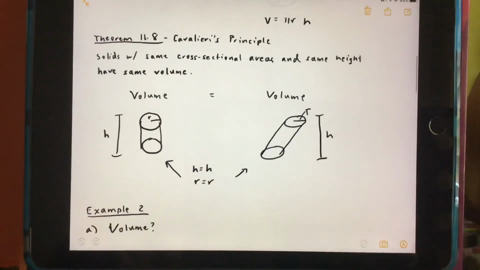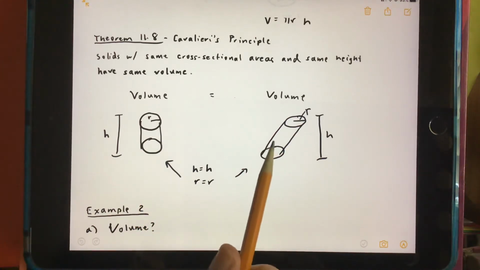Theorem 11.8, Cavalieri's principle. This is a theorem that talks about the relationship between a solid, such as a cylinder, and its volume compared to a cylinder that's kind of been tipped over on its side. Would it have the same volume or not? And the answer is yes, it would.